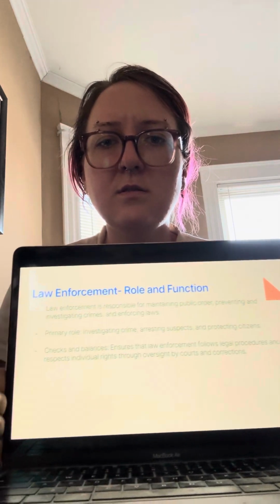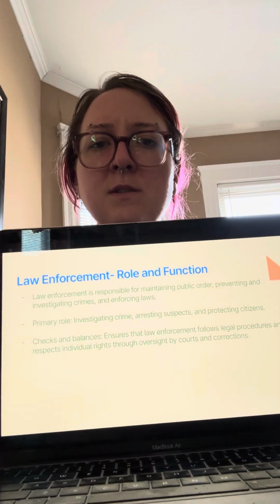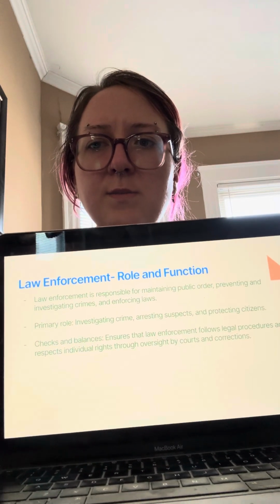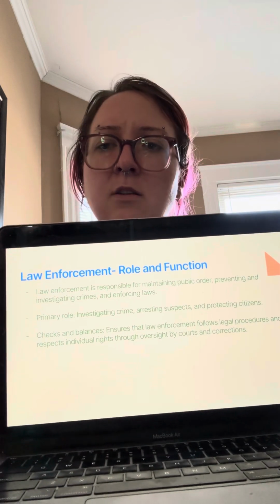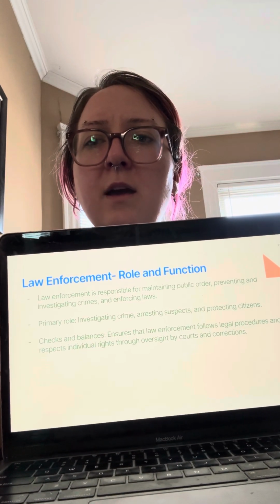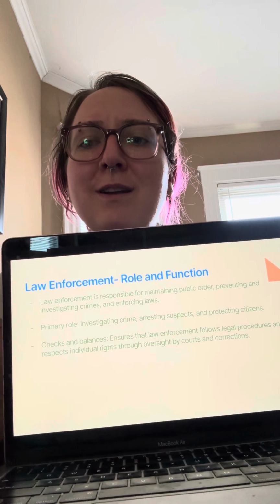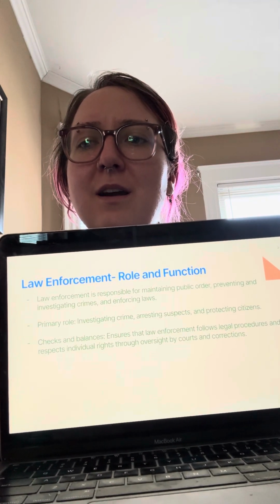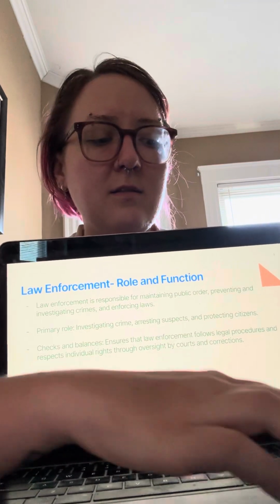So first, law enforcement. The first component of the criminal justice system is law enforcement. This includes police officers, sheriffs, and federal agents. Their main role is to prevent crime, investigate criminal activity, and make arrests. Law enforcement serves as a check and balance by having to follow legal procedures like Miranda rights and obtaining warrants. Their work is reviewed by the courts to make sure constitutional rights aren't being violated.